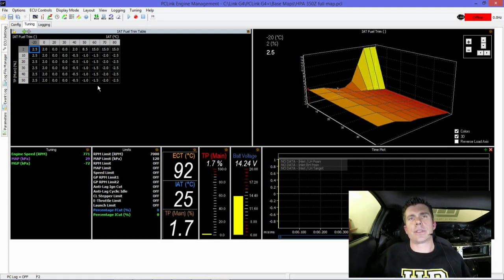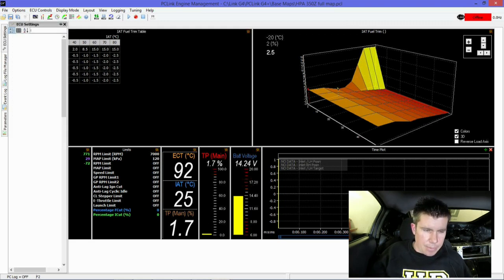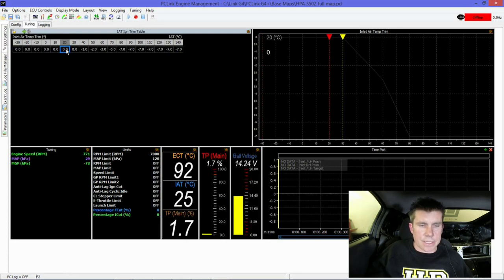Now, another thing we can do for safety and to help protect the engine is set up an IAT ignition trim table. So this is a 2D table, as you can see here, and we've got our intake air temperature and we've got an ignition trim function that we can add. You can see at 40 degrees centigrade intake air temperature, I've got a trim of -1, so we're removing 1 degree of ignition timing. And you can see as we get hotter and hotter, I've removed at 70 degrees, -5 degrees of ignition trim.